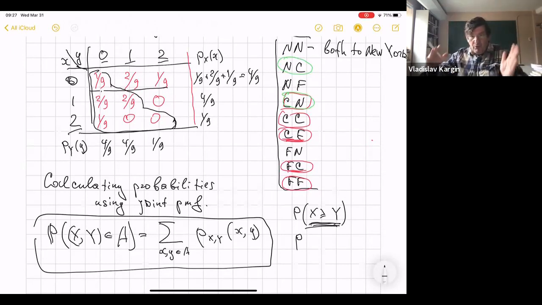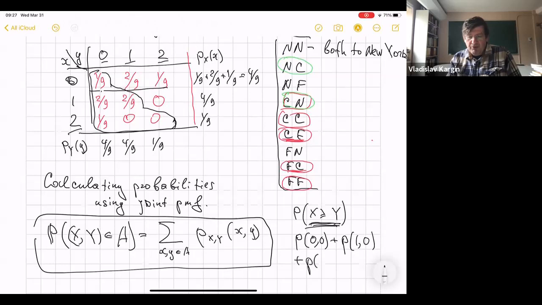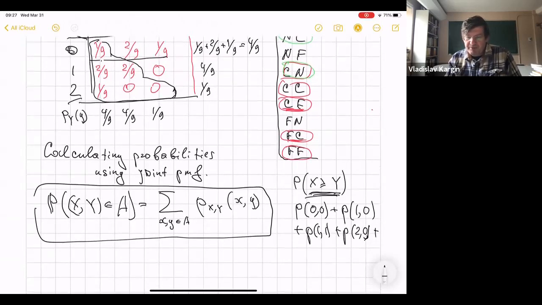So we need to sum over all values of x and y which satisfy this event. So it's equal to P(0, 0) plus P(1, 0) plus P(1, 1) plus P(2, 0) plus P(2, 1) plus P(2, 2). I wrote out all these terms because I included only those where x is larger than or equal to y. This is the formal way.